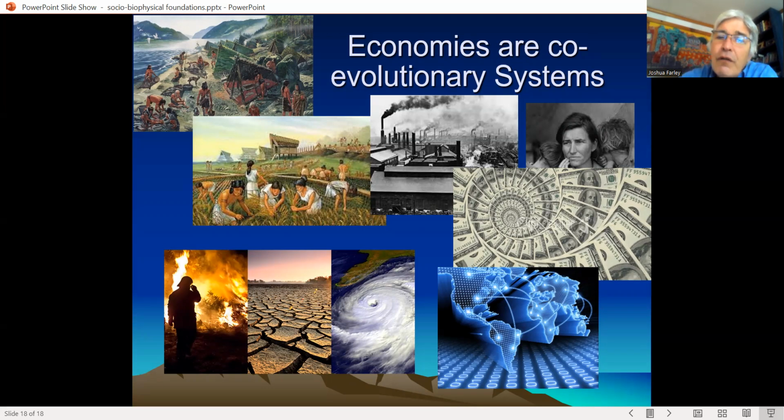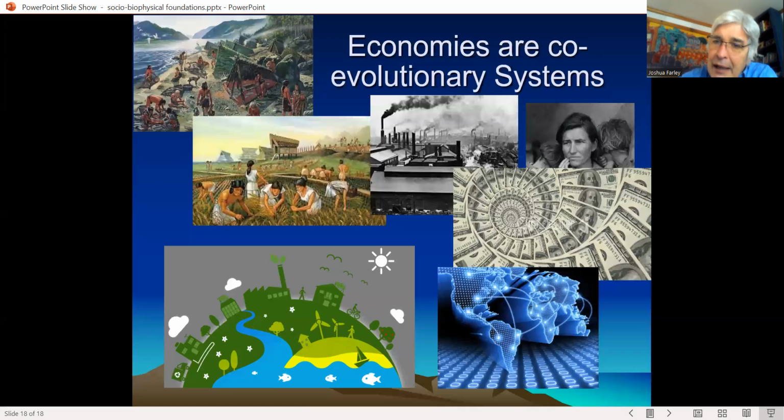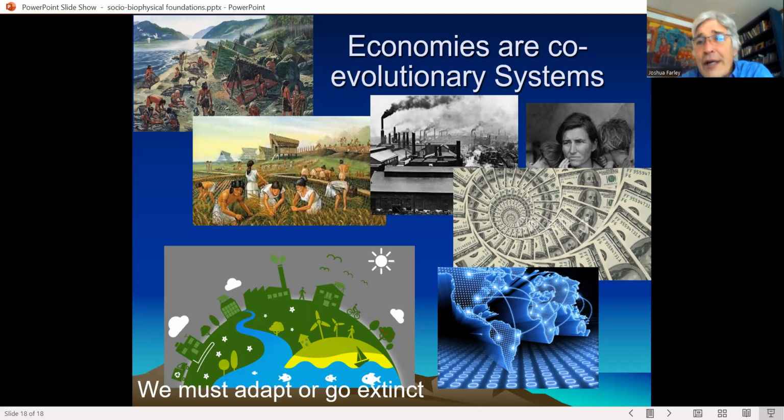We need to evolve a new ecological economy based on cooperation at a global scale, in which our resource throughput, the rate at which we take material from nature and spew it back into the ecosystems as waste, is well within the carrying capacity of our planet, and we essentially have to adapt or go extinct. And that is the core task right now of ecological economics, to design and carry out a socially just sustainability transition.